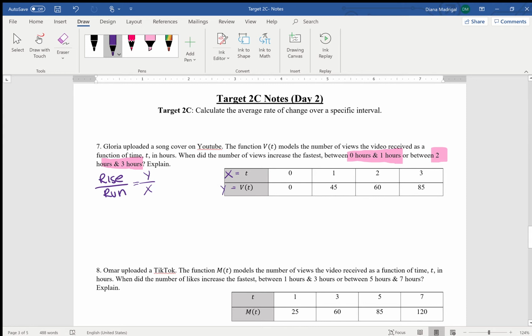All right. The rate of change between 0 and 1 hour. Okay, here I go. It's going to be, well, what's the difference between 0 and 1? 0 and 1 is going by 1 hour. So that's my x. That's going to be on the bottom. The difference between 0 and 45 is 45. So that's my y. So it's 45. So the rate of change between 0 and 1 hour is actually going to be 45.